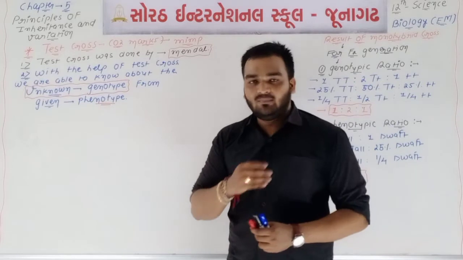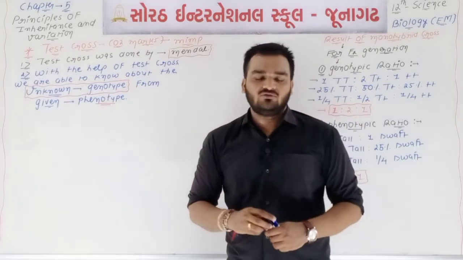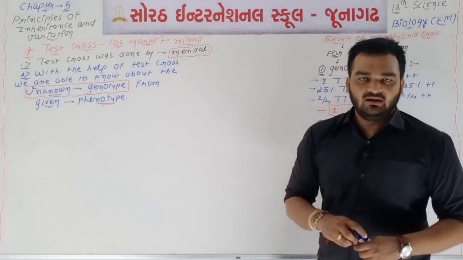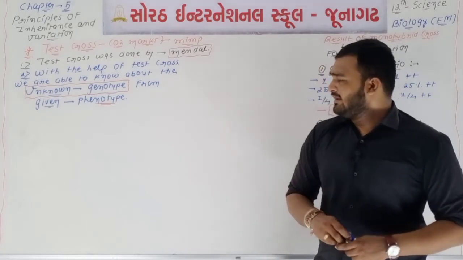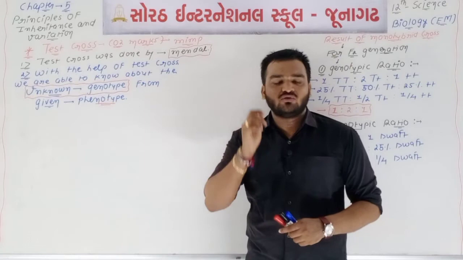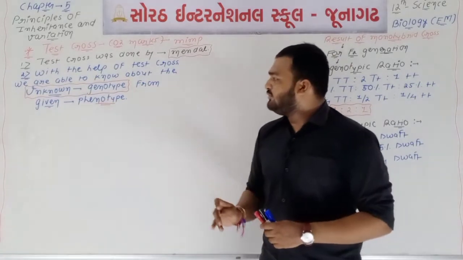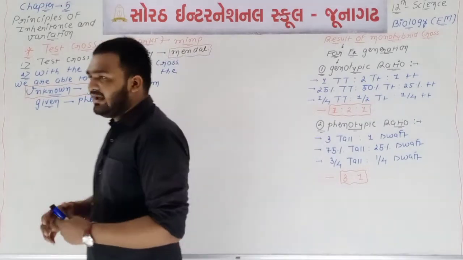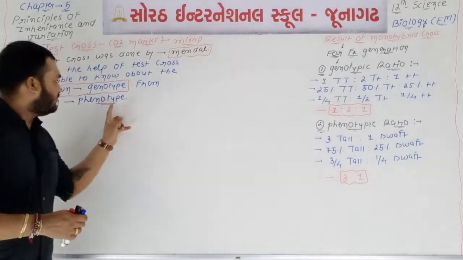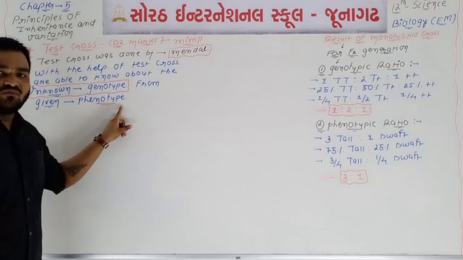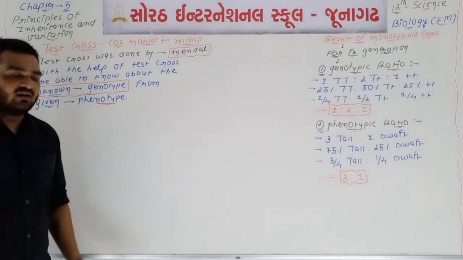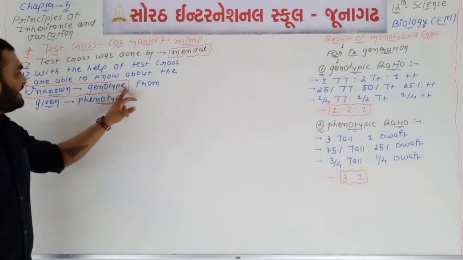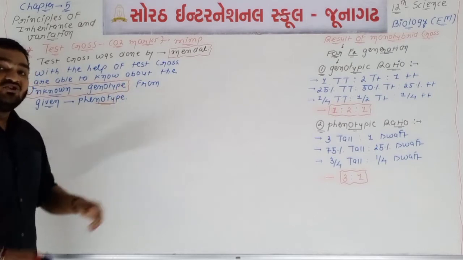So 2 points are completed about the test cross. First point, we can say that test cross was done by Mendel. Point number 2, what is the main function of test cross? With the help of test cross we are able to know the unknown genotype from the given phenotype. It means the phenotype is a must. Without phenotype test cross is not possible. So if phenotype is given, then yes, we are easily able to get the genotype.